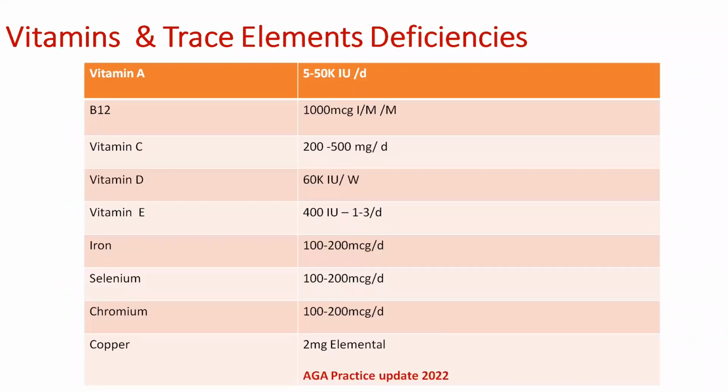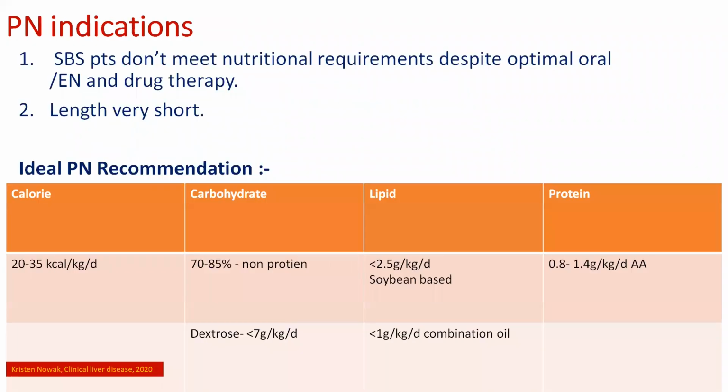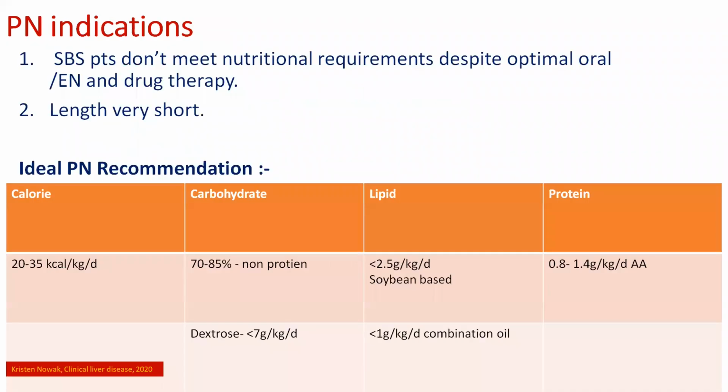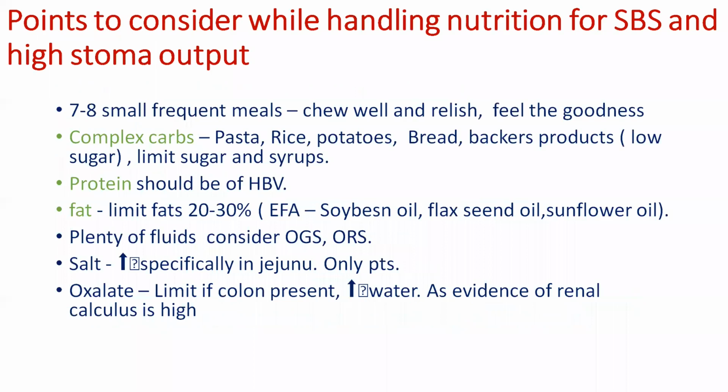So these are the trace vitamins and trace elements which need to be considered and supplemented in the given doses. Even if the condition is not improving, the stoma output is still high and weight gain is not appropriate, we should consider PN. Points to be considered while handling nutrition for short bowel and high stoma output.